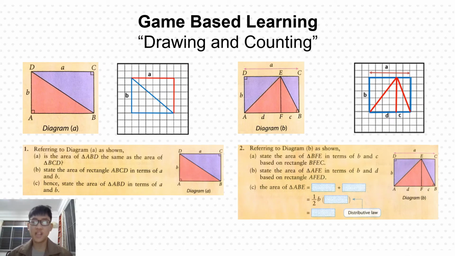Okay, for this activity 1, I have been using game-based learning, which is Drawing and Counting. So, I am giving many different diagrams and a grid paper and asking the students to draw them on the grid paper and then count the area of the triangle covered. So after they draw and count, they will answer the questions given below, as shown below.